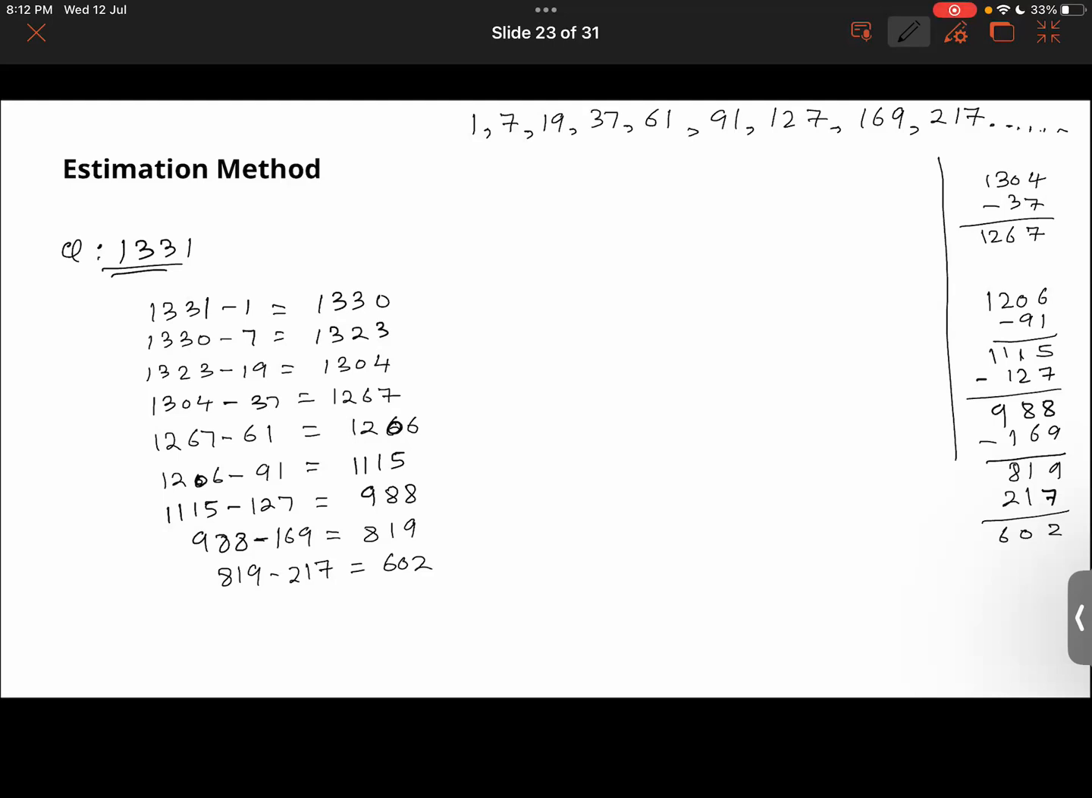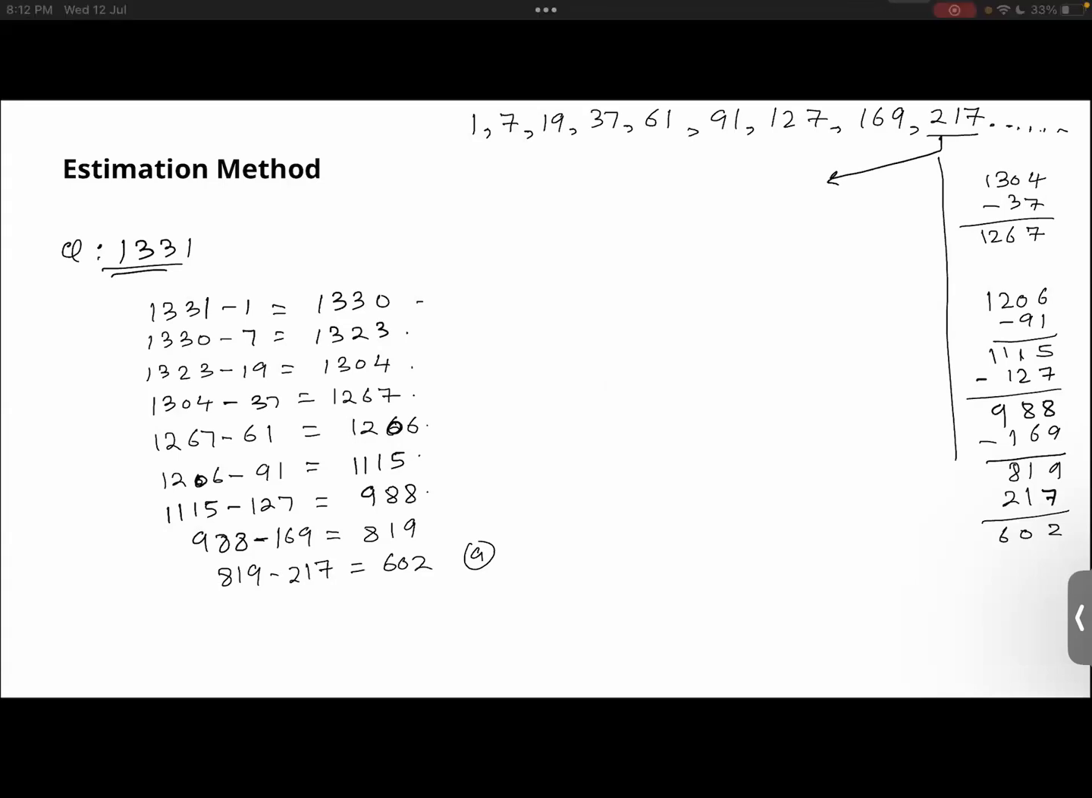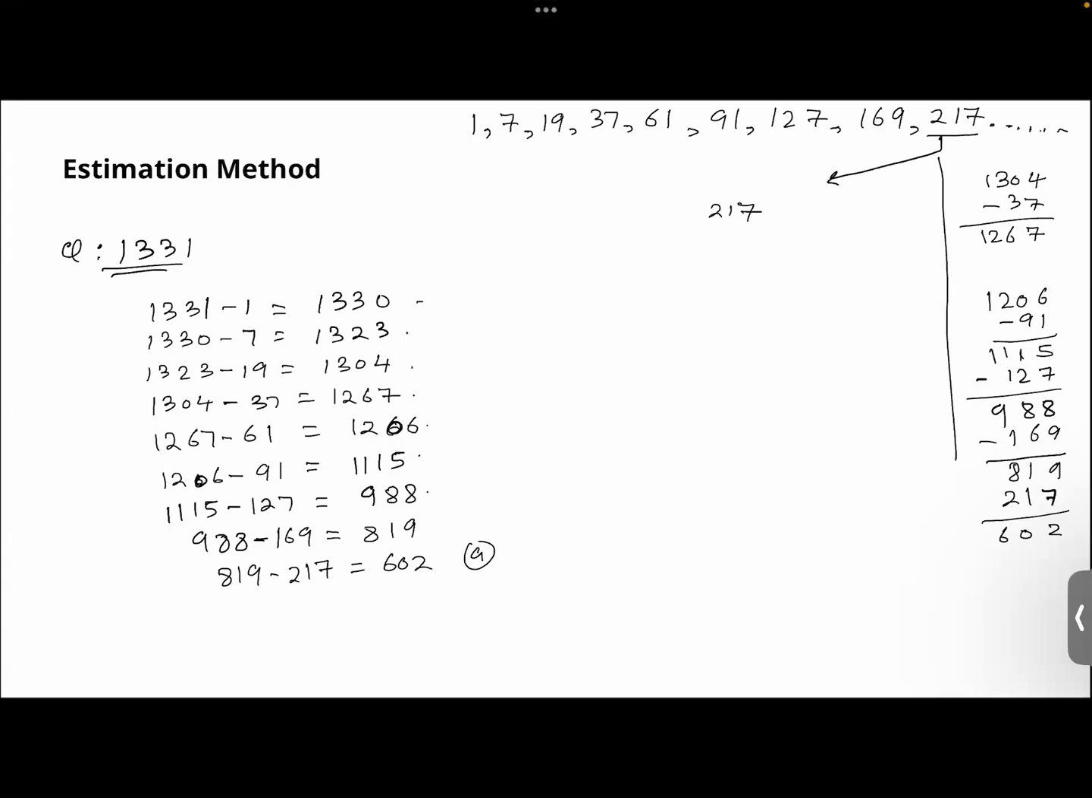So how many steps have we done so far? 1, 2, 3, 4, 5, 6, 7, 8, 9. Two more steps and we will be getting our answer, right? Let's get done with this question. All right, guys, don't leave it for tomorrow. Let's complete it. So 217 we got for 9 cube minus 8 cube, 729 minus 512, right guys?